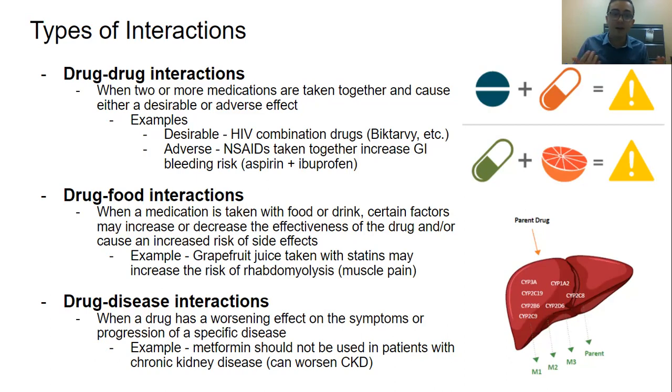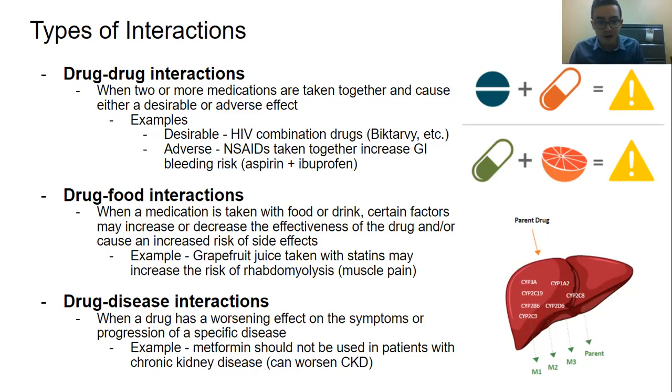We also, though, have adverse drug-drug interactions. A notable example would be our NSAIDs, our non-steroidal anti-inflammatory drugs. When you take multiple NSAIDs together, they can increase gastrointestinal bleeding risk. For instance, aspirin and ibuprofen, when taken together, can both cause a bleeding risk and have an additive effect by interacting with each other.